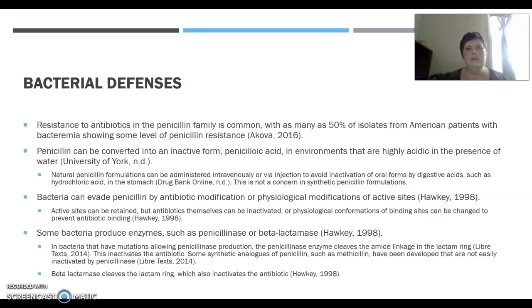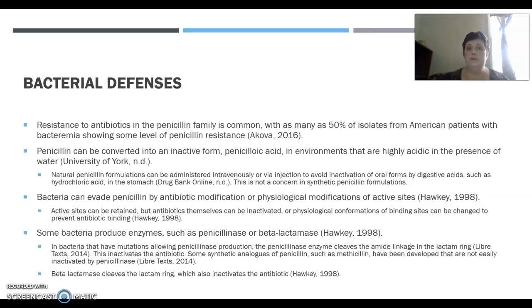Bacteria can evade penicillin either by antibiotic modification or physiological modifications of active sites. Active sites can be retained, but antibiotics themselves can be inactivated through molecular processes, or physiological conformations of the binding sites, such as penicillin binding sites, can be changed to prevent antibiotic binding.